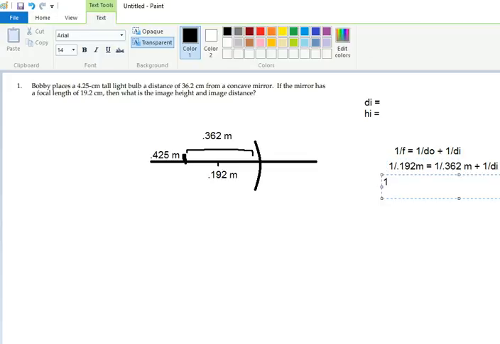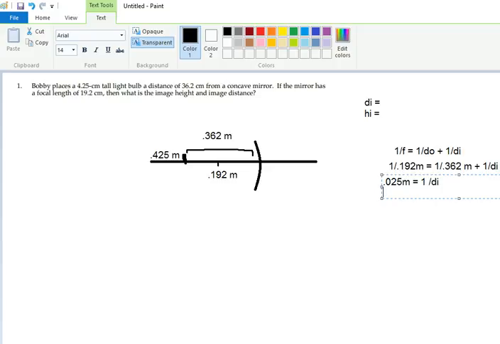So this would be 1 over 0.192, which, when rounded as a decimal, is 0.025 meters, and that would equal, well, this number right here would be the result after you subtract 1 over 0.362 meters from 1 over 0.192 meters. So this is including the subtraction where you remove that from both sides. So this would be equal to 1 over di.